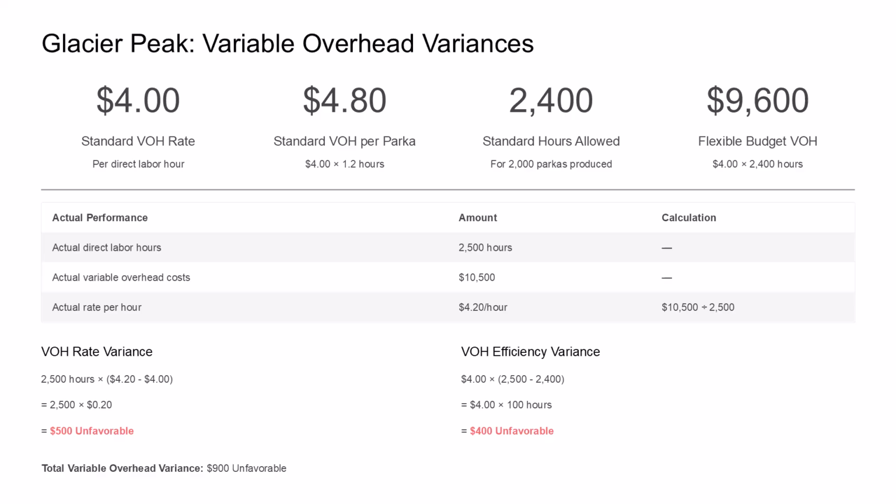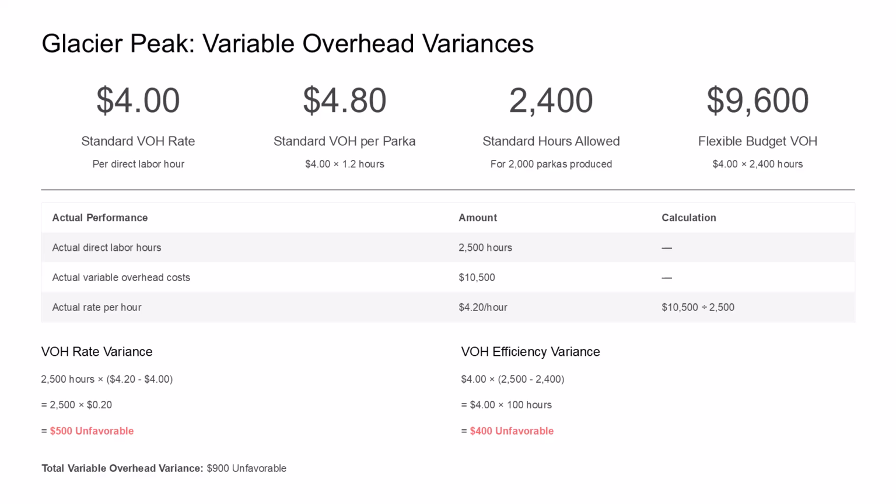Unfavorable. They spent 20 cents more per hour than standard on overhead, costs $500. Variable overhead efficiency variance equals $4 times 2,500 minus 2,400, which equals $4 times 100 hours, equals $400 unfavorable. Since they used 100 more labor hours than standard and variable overhead is applied based on labor hours, they incurred $400 more overhead than they should have. Both variances are unfavorable. Total variable overhead variance is $900 over budget.